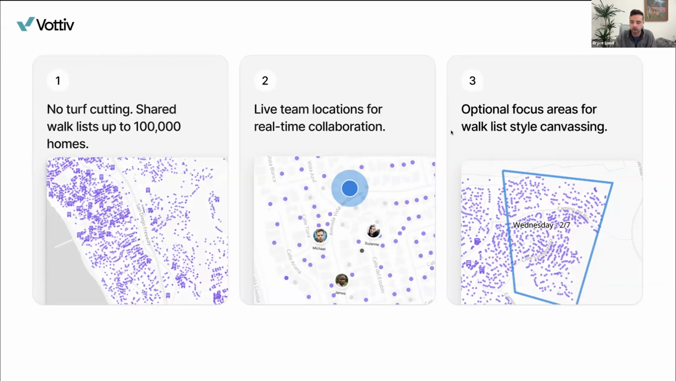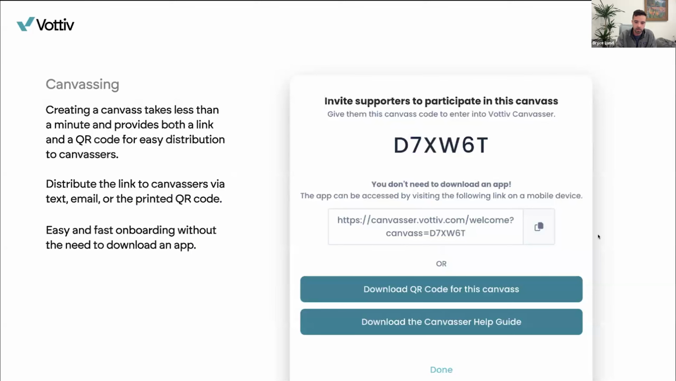Optionally, if you do want a more walk list approach to canvassing, you can set up focus areas, which you can name and then have teams or people assigned on different days or to different people in different areas. So that's the volunteer side of it.